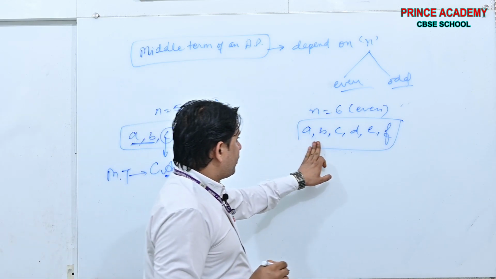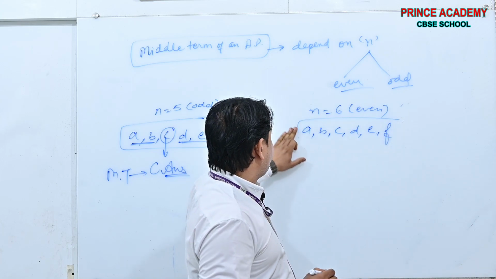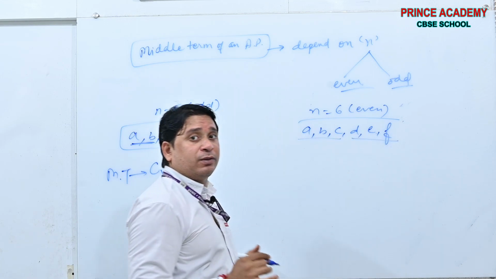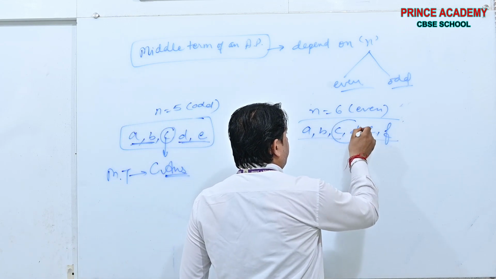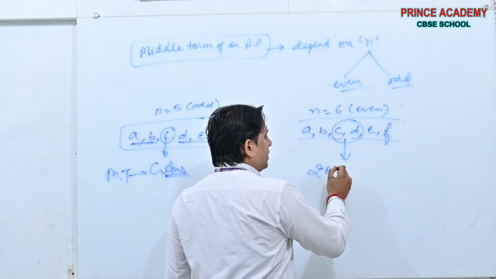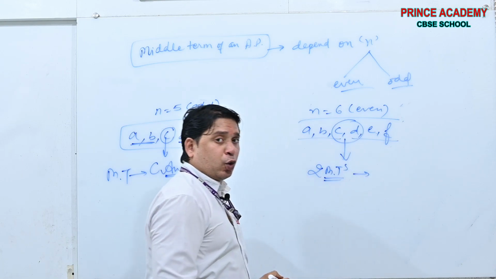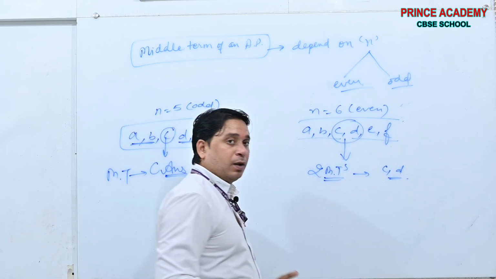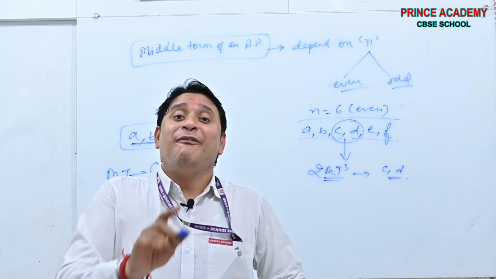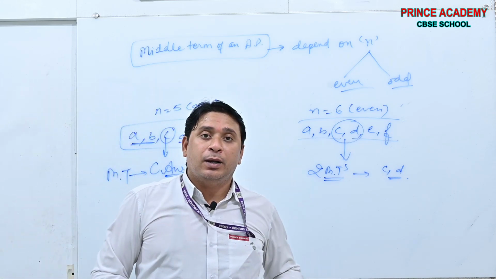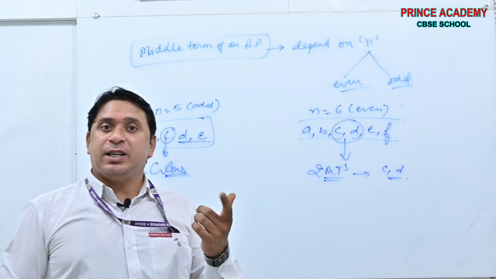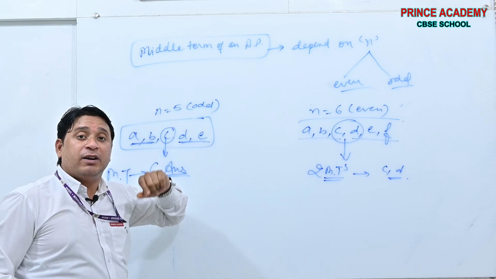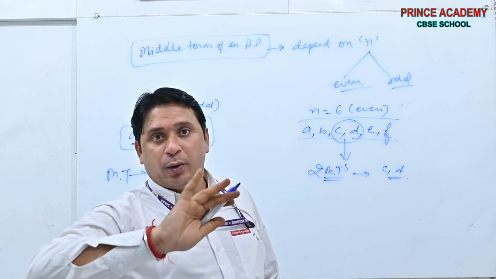But see, here number of terms is even, that is 6. If we take 3 and 3, no term is left. Therefore, whenever n is even, 2 middle terms are there, c and d. Now see how we can find which term will be the middle term when n is known. It was a short AP now. If n was 101, how would we calculate?